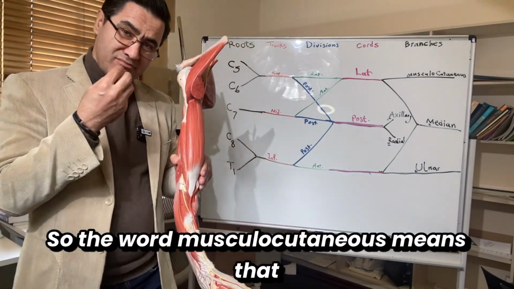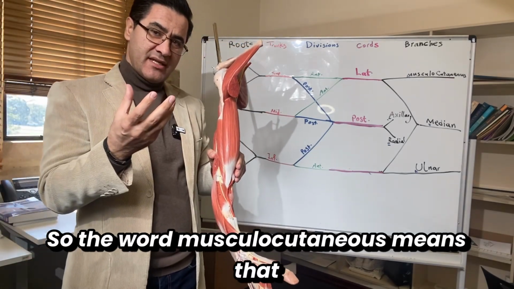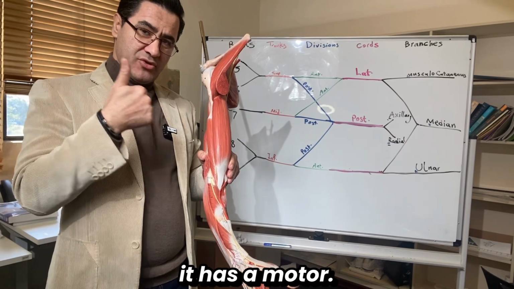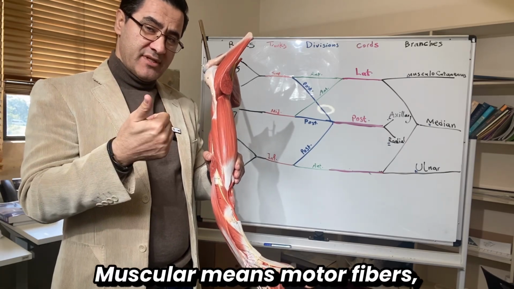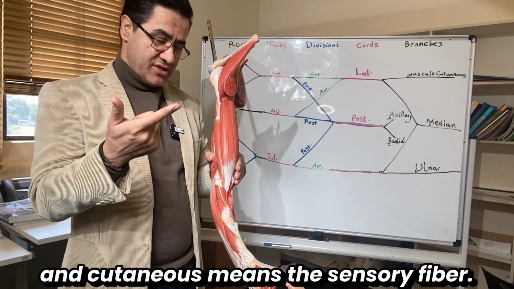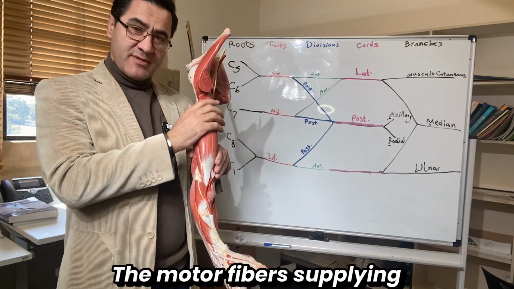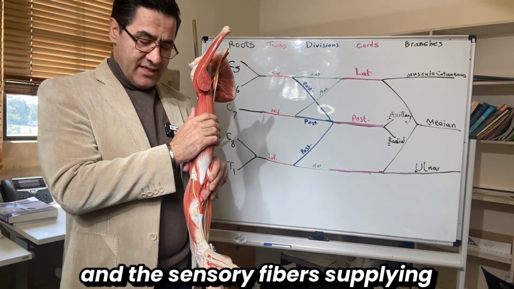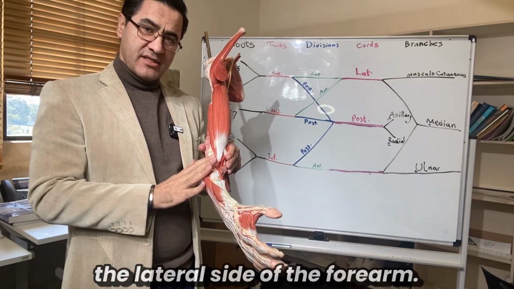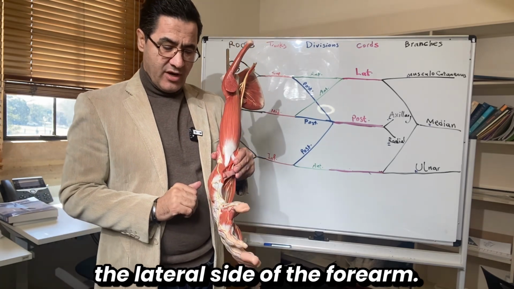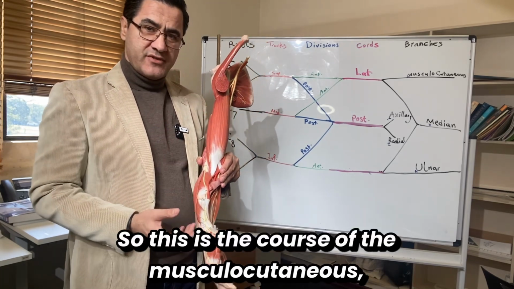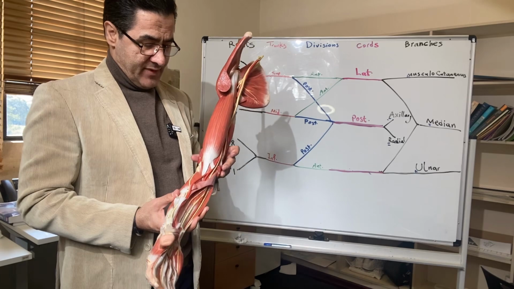So the word musculocutaneous means that it has motor fibers, muscular meaning motor, and cutaneous meaning sensory fibers. The motor fibers supply the anterior arm muscles, and the sensory fibers supply the lateral side of the forearm. So this is the course of the musculocutaneous.